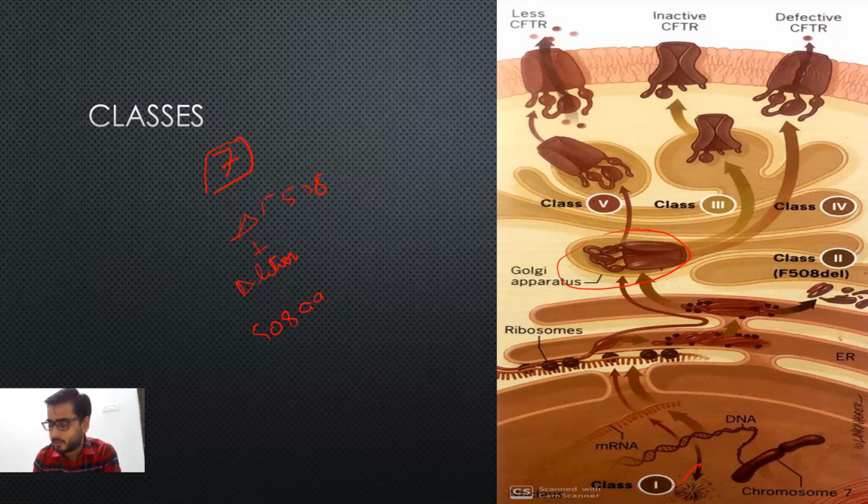So if the defect lies here, there will be total absence of this CFTR. If the defect lies here, it can be the delta F508 mutation, that is a deletion, that is the absence. And if class 4 is defective, it will be improper CFTR which will not be functioning properly. Some amount of function can be there. So inactive CFTR and we have less CFTR.